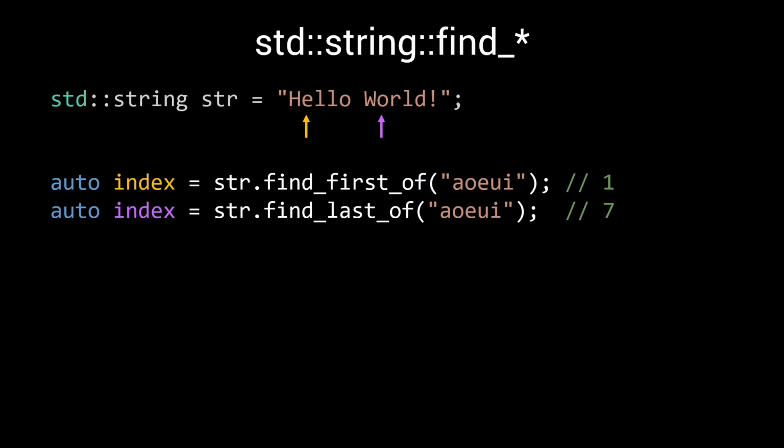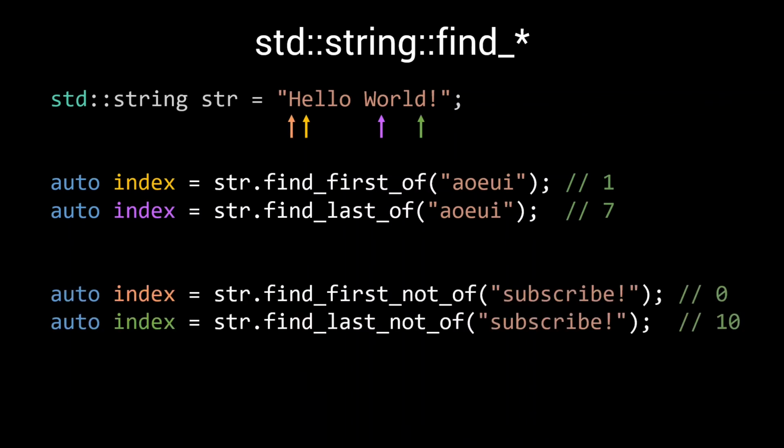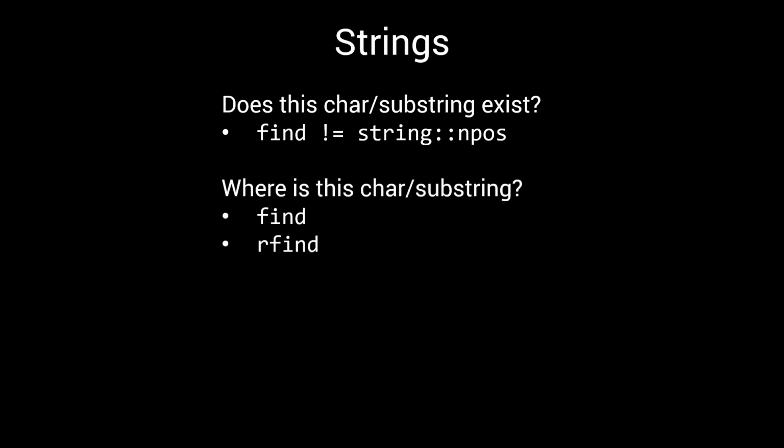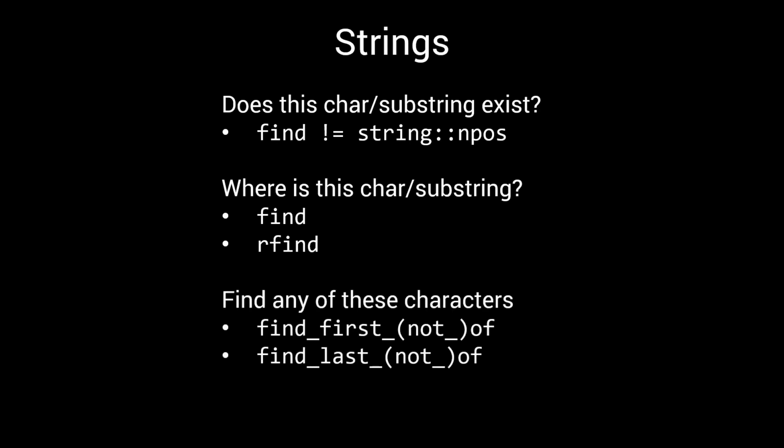Lastly, there are find first not of and find last not of. As you probably expected, they can be used to find the first or last character that is not part of the search string. Similar to find, all these functions return nPos if there's no such character. In summary, we can check whether a character or substring exists by comparing the output of find to nPos. We can find out where the last or first occurrences are using find and rfind. And we can find any of the characters in a given string using the find first and find last of style functions.